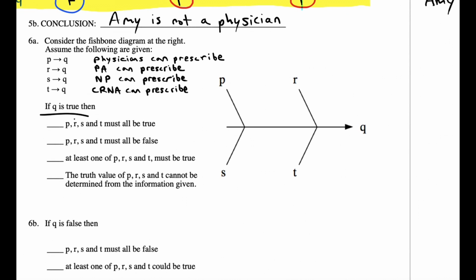Now they're saying here that they want to let Q be true. So Q is the thing that we observe. So let's say that this is true, and in words, I'll come up with a different person, Beth. Beth can prescribe medicine, is what it says.